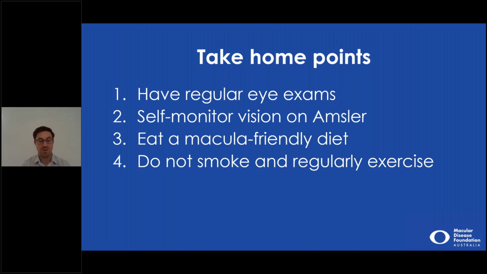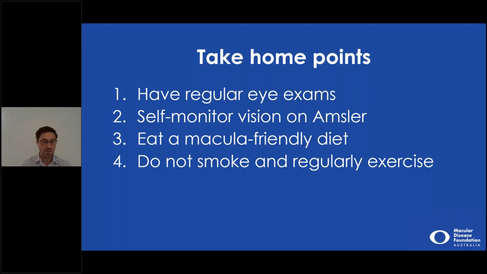So firstly, please have a regular eye exam with your optometrist or ophthalmologist, and do it as often as they recommend based on your specific condition. Please monitor your vision using an Amsler grid, which we can arrange for you. And remember to report any changes that may occur in your vision to your eye care professional without delay. Time is of the essence with AMD.